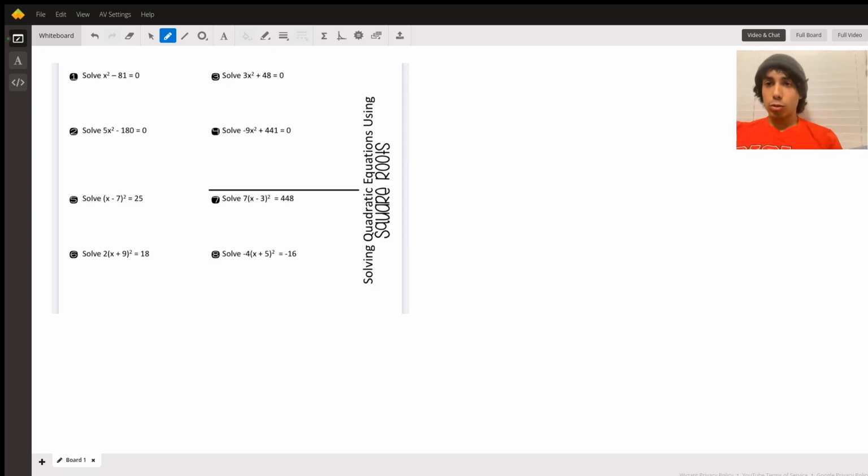All right, so here's what we got. These are the examples that are on the back side of the notes that you should have, and I'm just going to go ahead and work through these.